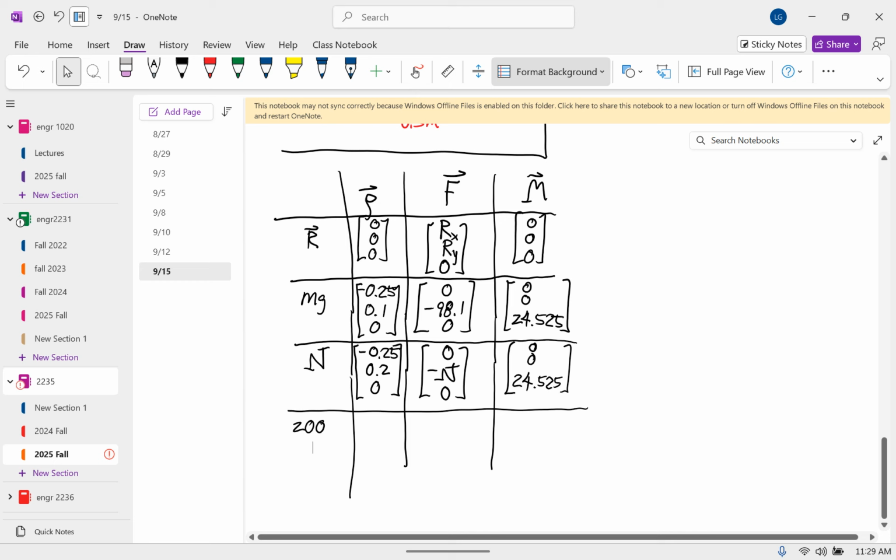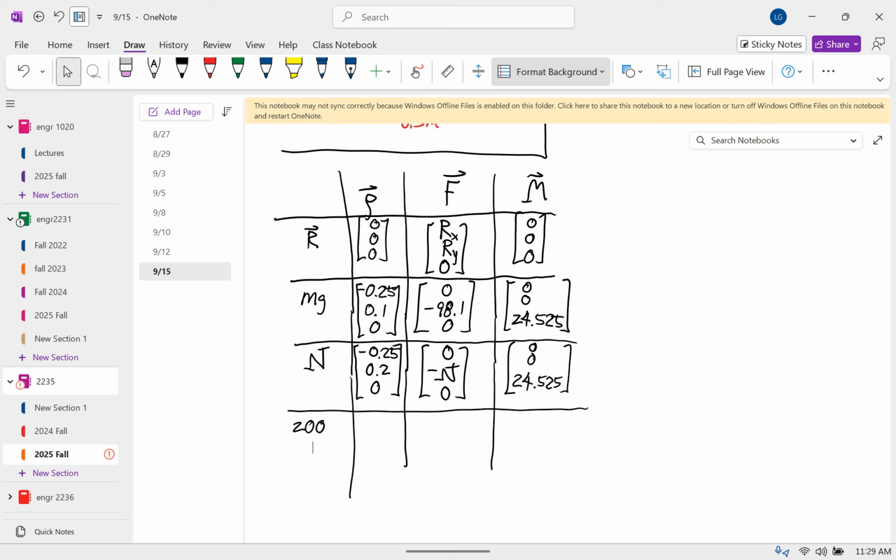Does the N disappear, the negative N, when you cross multiply? Oh, why did I? No, that doesn't make any sense. Thank you. This should be positive 0.25 N. Okay, that's better. Just the cross product of those two gives you the moment.